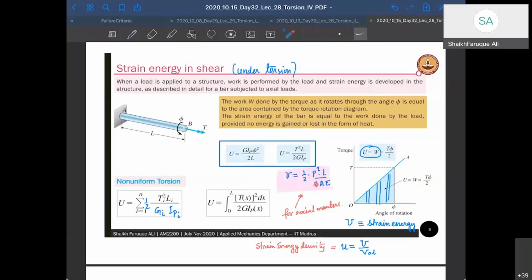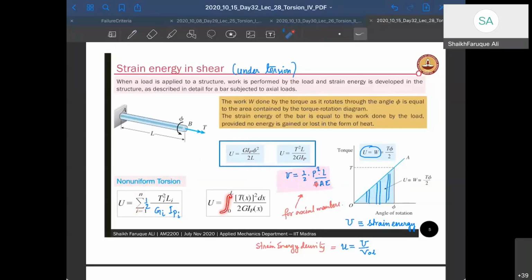And in place of L remains L. So L is where the load is acting, right? And in place of A, you have I P. In place of E, you have G, right? And as we have done for axial members, we have found formulas for non-uniform sections. There are a lot of torques applying at various cross sections. And if there is non-uniformity in the material or in the cross sections, you use a summation formula here. Okay, and then there's an integral formula.